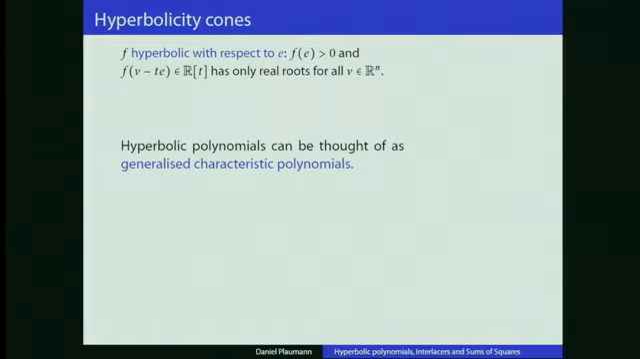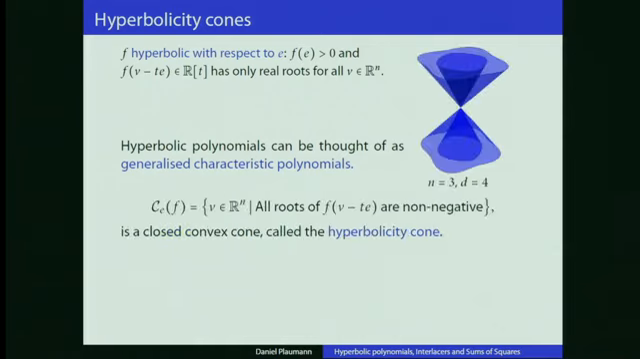You should think of these hyperbolic polynomials as sort of generalized characteristic polynomials. And in particular, any hyperbolic polynomial defines a cone, which is not completely obvious, but it's true. If you have a hyperbolic polynomial, you look at the set of all directions where all these roots are non-negative, and this defines a closed convex cone, which is called the hyperbolicity cone of this polynomial f.